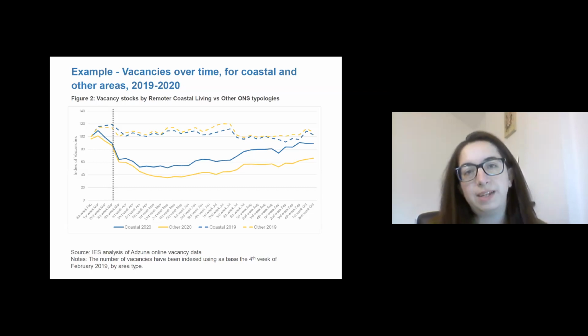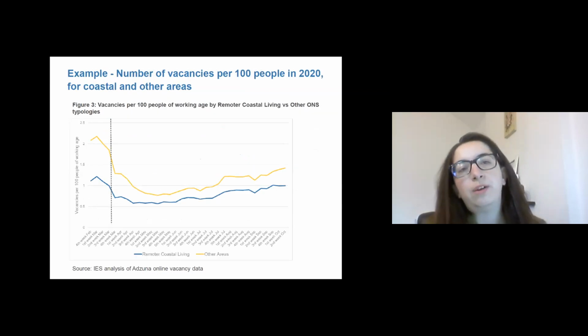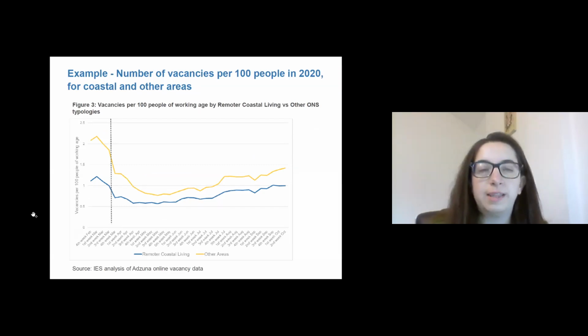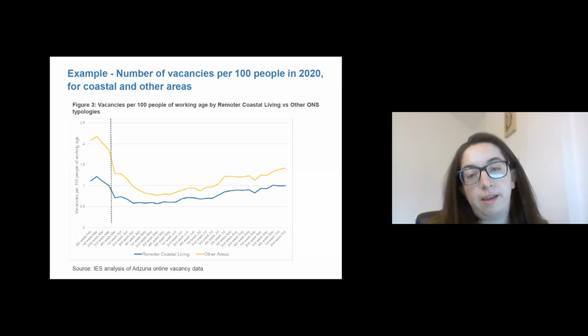So next slide, please. Here we are looking at the vacancies per 100 people of working age, and we can see that even before the crisis started, the vacancies per 100 people of working age were much lower, almost by one whole vacancy, in coastal areas than they were in other areas. Next slide, please.